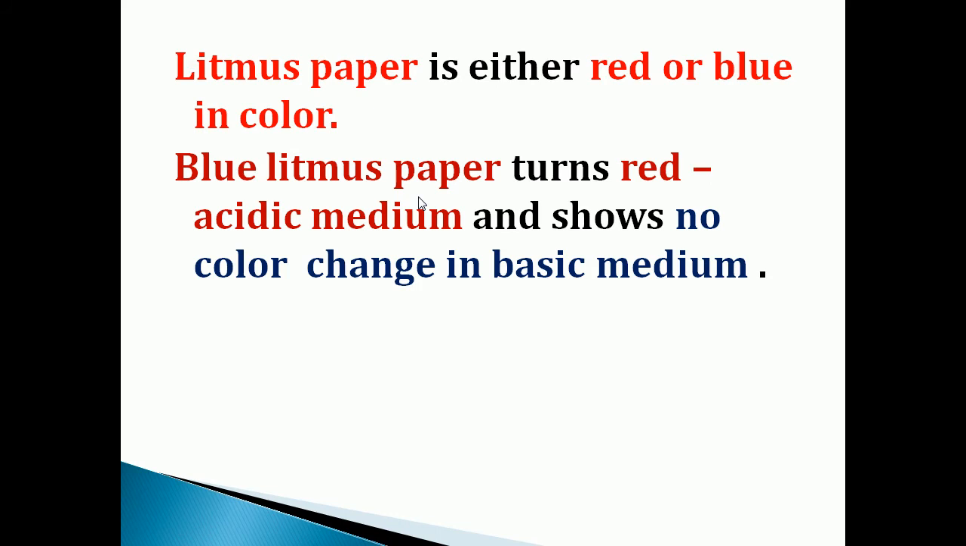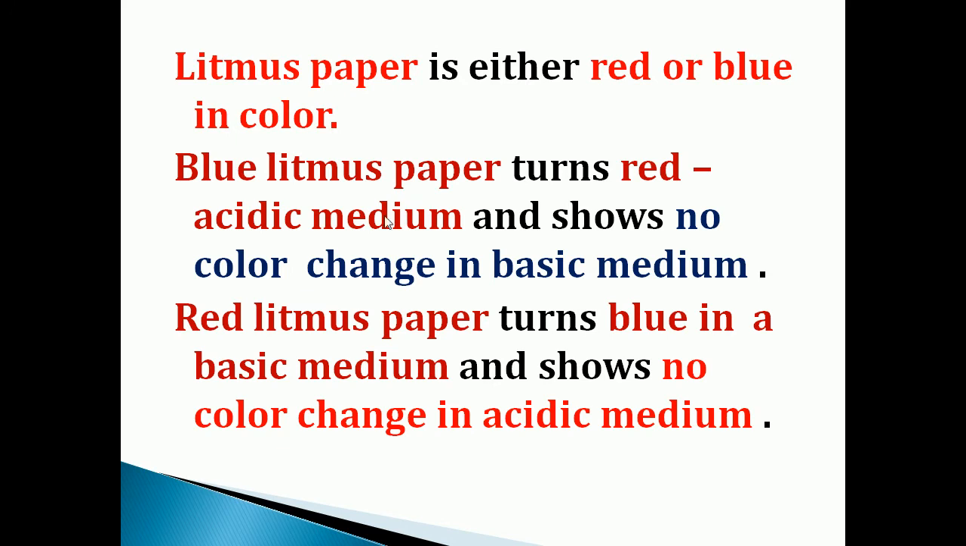Red litmus paper turns blue in a basic medium and shows no color change in an acidic medium. So red litmus paper turns blue if the substance contains a base, and it will not show any color change in an acidic medium.